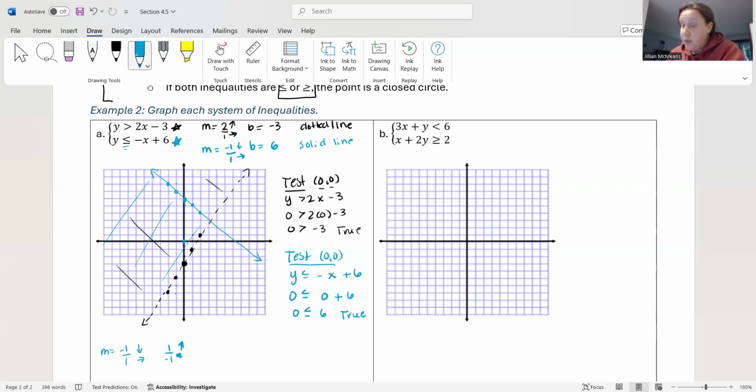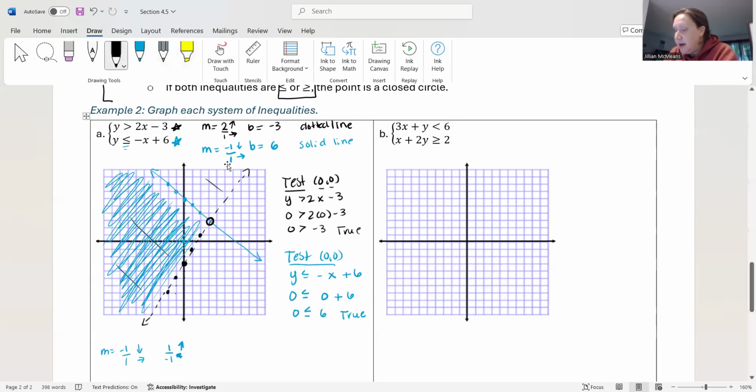Okay. Now, if we think about this, we shaded above the black line. We shaded below the blue line. So we want to finish shading in this region right here. But we have to be very mindful of the actual point where the two lines intersect. And since we do not have 2 or equals to inequalities, we want to make sure that we have a nice open circle right here. We cannot include that point in our solution set because it does not satisfy both inequalities. Okay? So that is the first system.